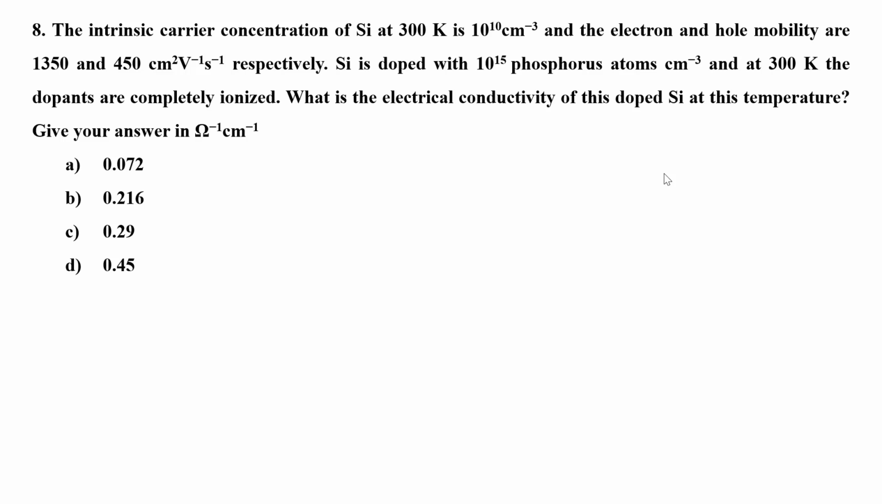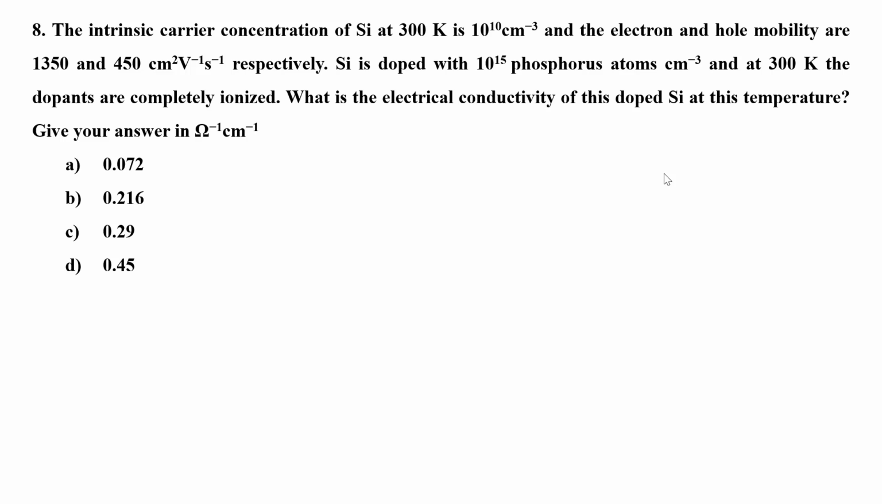Electron and hole mobilities are given to you. This Si is doped with 10^15 phosphorus atoms, and at 300 Kelvin the dopants are completely ionized. Then what is the electrical conductivity? So initially we had an intrinsic carrier. To that intrinsic carrier we are adding pentavalent phosphorus atoms in the range of 10^15 atoms at 300 Kelvin. Now we have to find out the electrical conductivity of this doped silicon.